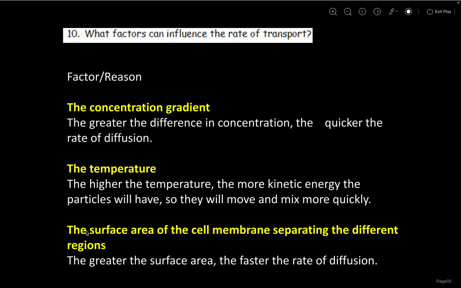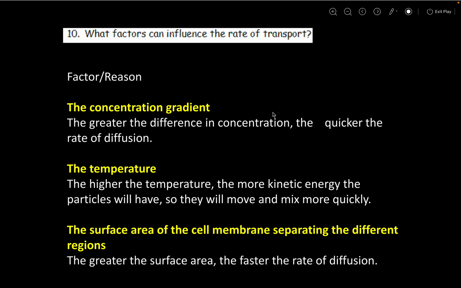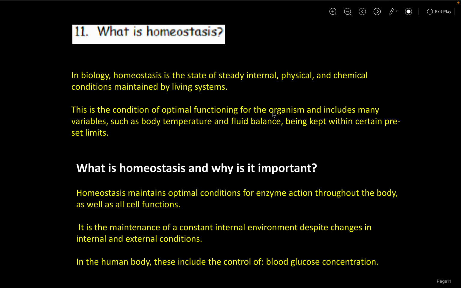Okay. And for the last factor, the surface area of the cell membrane separating the various regions. The greater the surface area, the faster the rate of diffusion. Okay, for the last question, what is homeostasis?